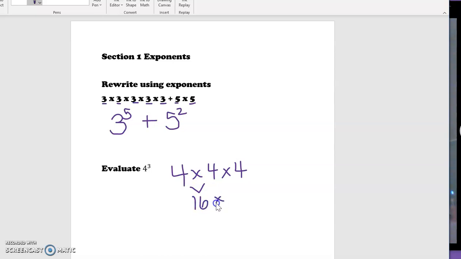And then I still have one more times 4 to do. So 16 times 4 here is 64. Again, you can use a calculator to come up with this as long as you're showing the steps. When you're evaluating an exponent, that's just calculating what it is equal to.